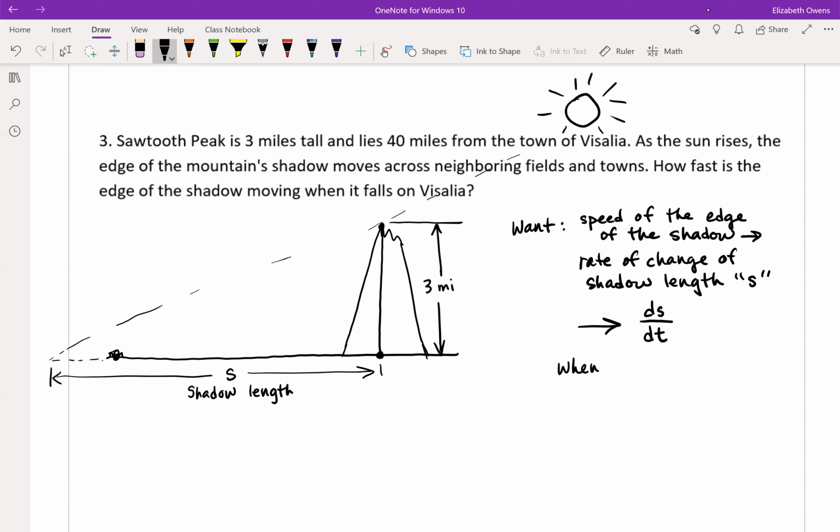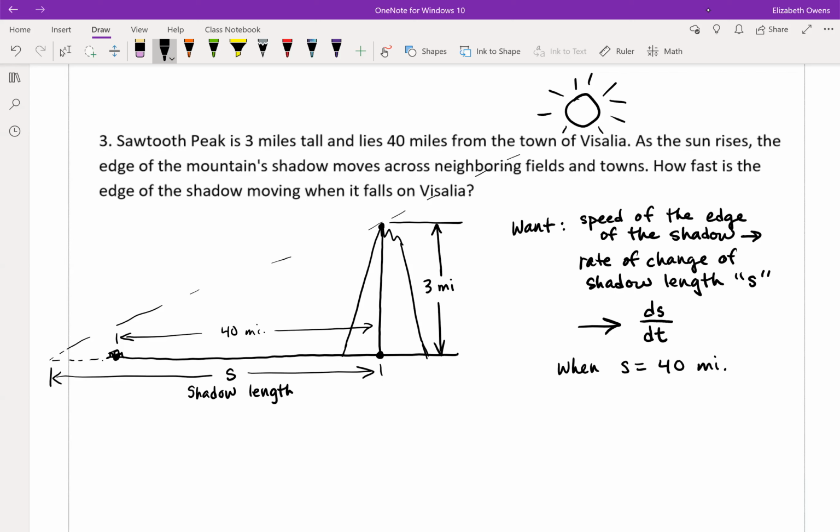All right. And from the town to the mountain is 40 miles. Okay, how about we label it like that, a little better, because that shows us more what we're looking for with this instant. We want the instant the edge of the shadow falls on Visalia. So when that shadow length equals 40 miles, that's the moment in time that we're looking at. So this is when S equals 40 miles.